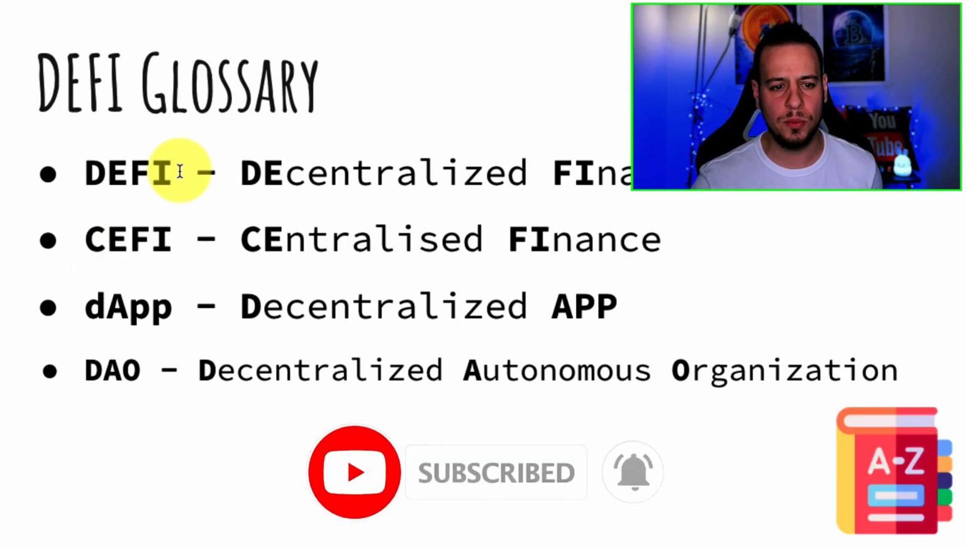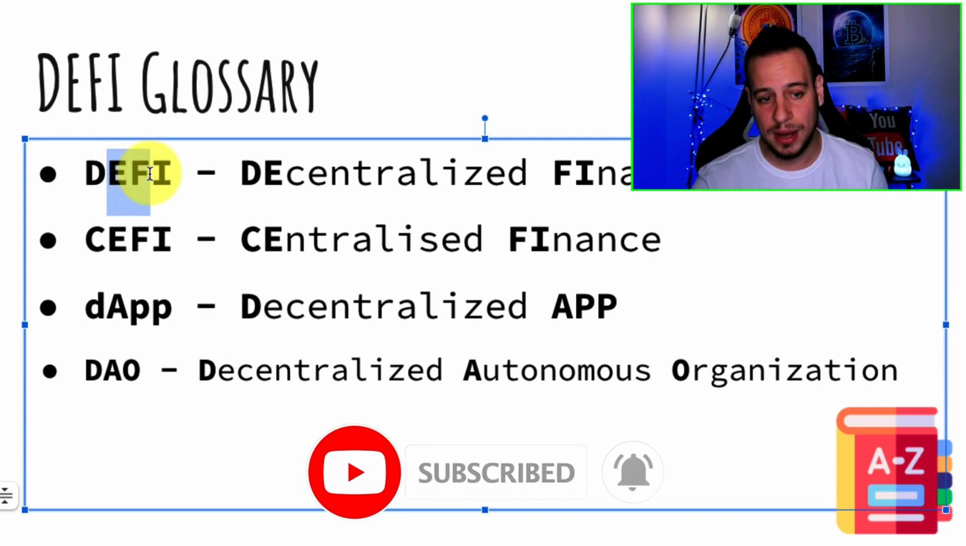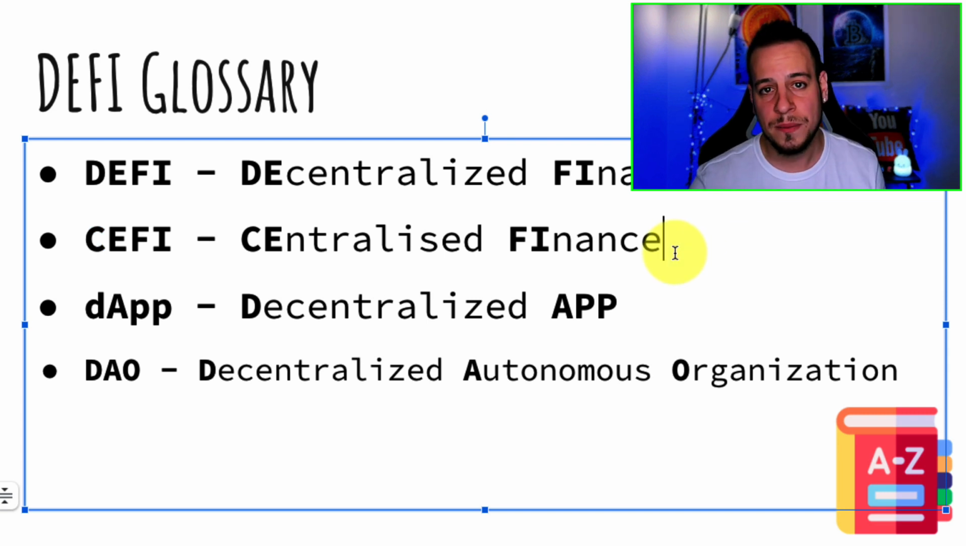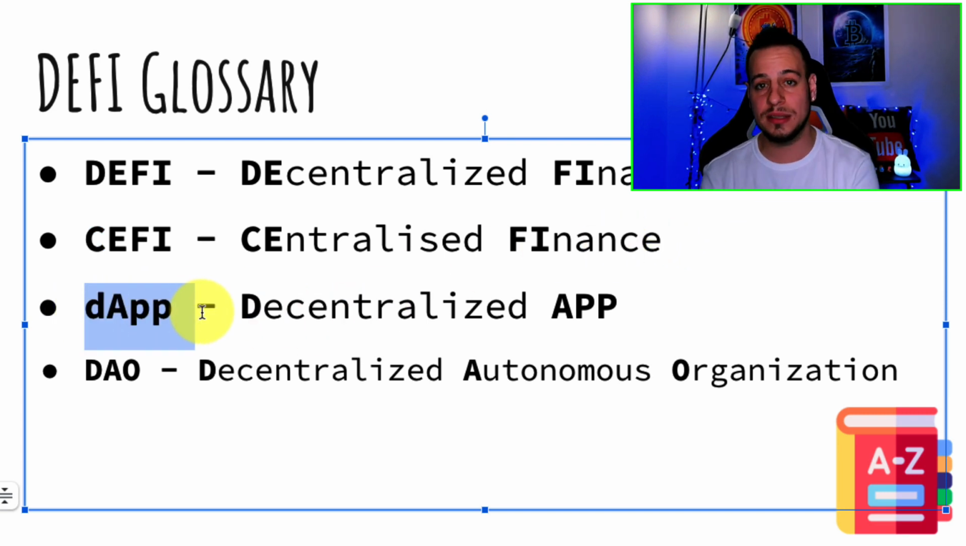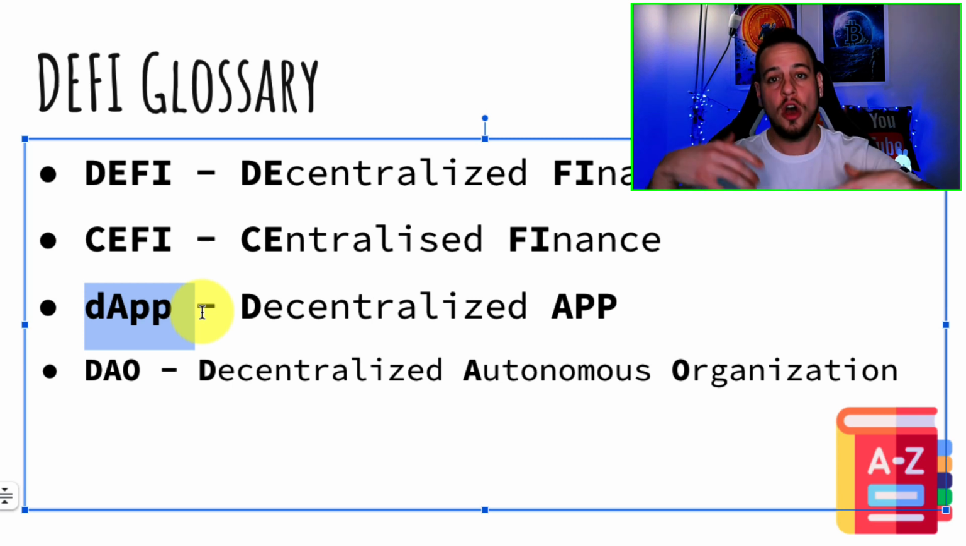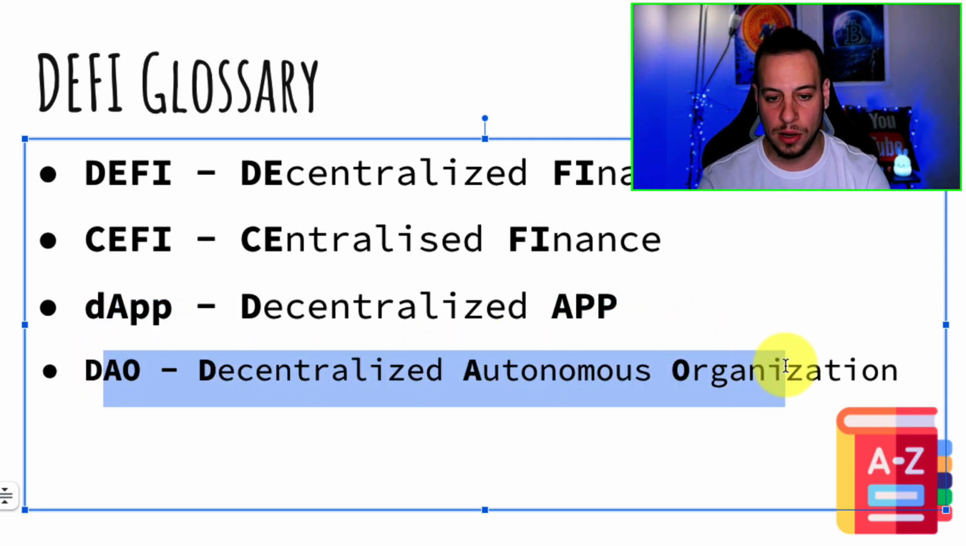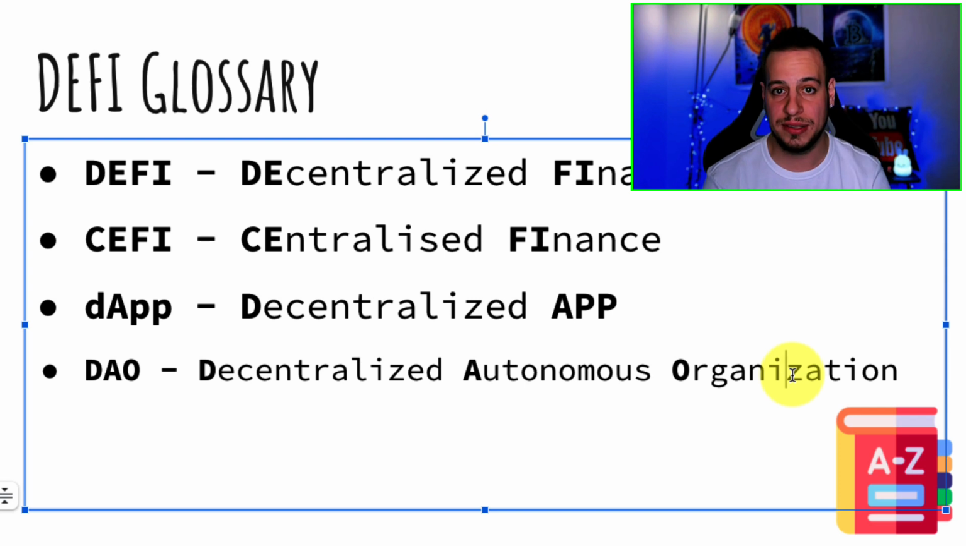So the first thing that you need to know is DeFi, which stands for Decentralized Finance, and CeFi, Centralized Finance. Now, quite obvious, DApp is decentralized application. It's an application that lives on the Ethereum or Avalanche or Fantom or Solana blockchain. DAO is a term that you probably heard a lot. It's a decentralized autonomous organization. It's basically an organization that is governed on the blockchain.